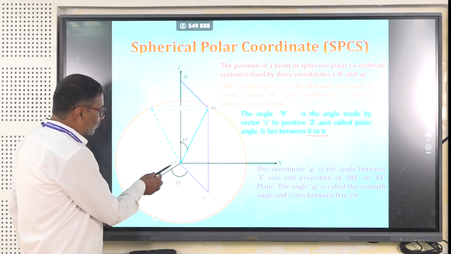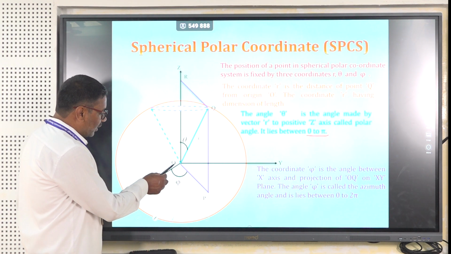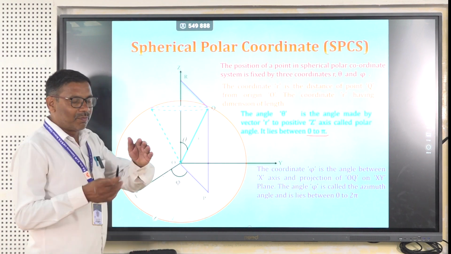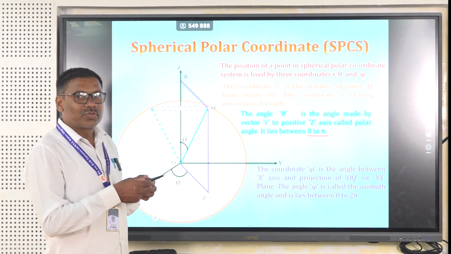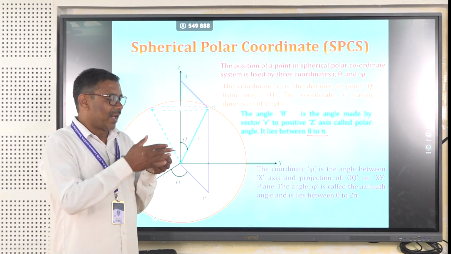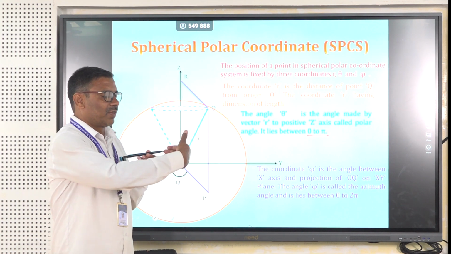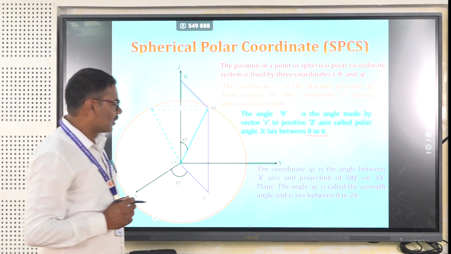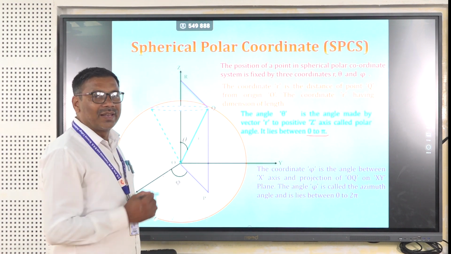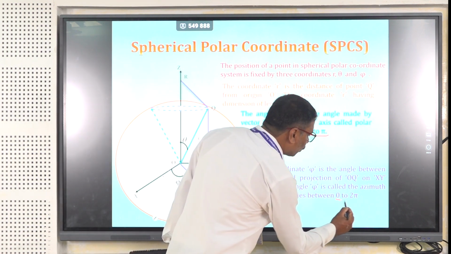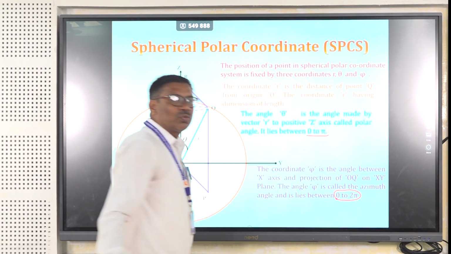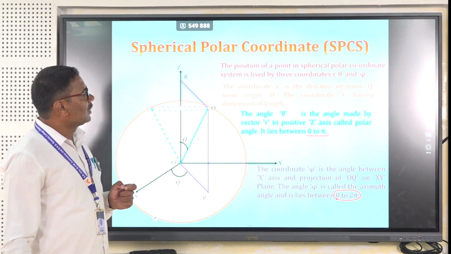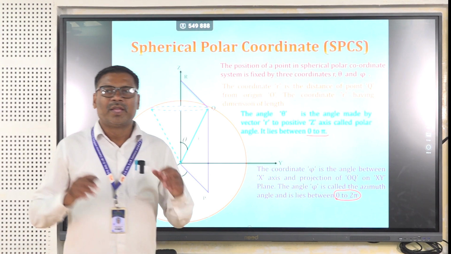Now this angle varies. Along this x axis the angle is 0. If we rotate this projection, it moves from 0 to 360 degree, so the range of this angle phi varies from 0 to 2 pi, and 2 pi means 360 degree.